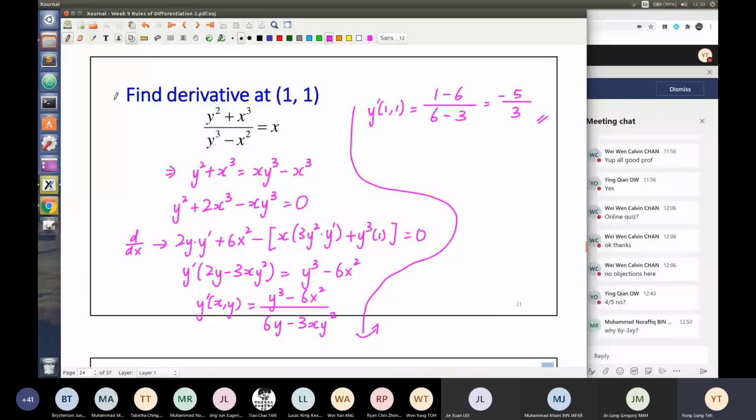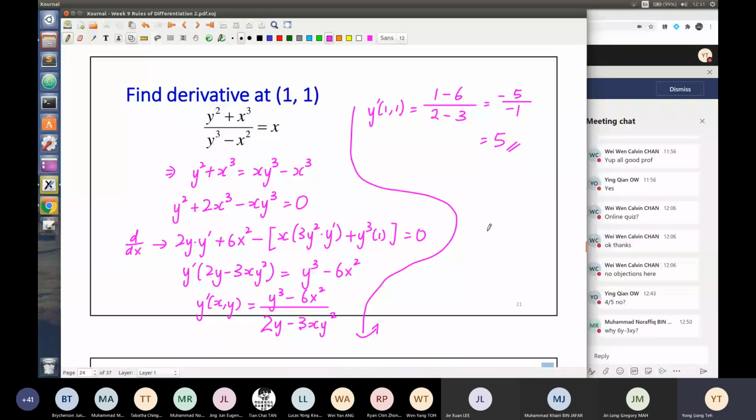So let me check, why 6y minus 3xy squared? Did I make a mistake? 6y minus 3xy squared. This guy, is it? Oh, my mistake. It should be 2. Why do I write 6? It should be 2. Obviously it's a clear mistake. So this is a 2. Apologies. So this should be a minus 1, and hence this is a 5. Okay, thanks, Rafiq.